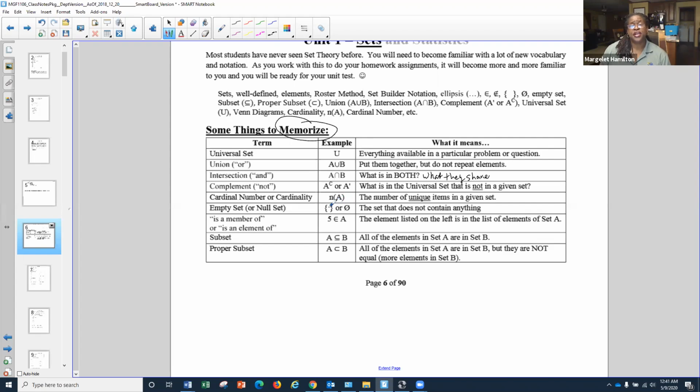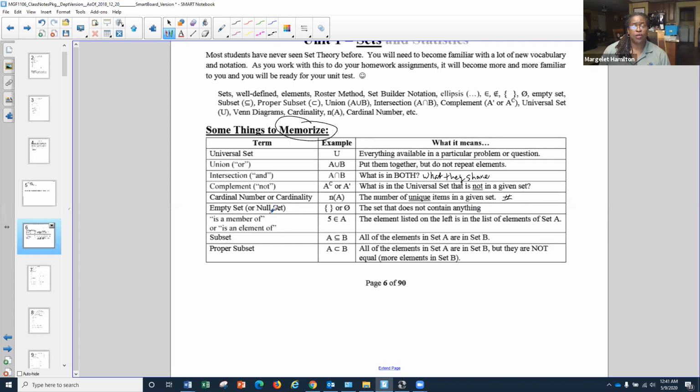And not just the number of elements, period, but specifically unique elements or items. So if something is repeated, you'll only count it one time. All right, so the number of unique items that's given in that set will be the cardinality. Note that the cardinality is always a number, okay? It is not a letter, it is not multiple numbers, it's usually just one number, okay?